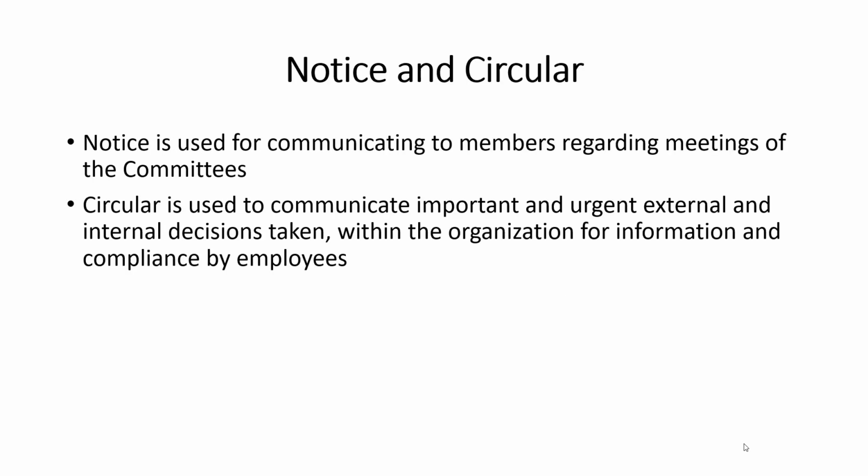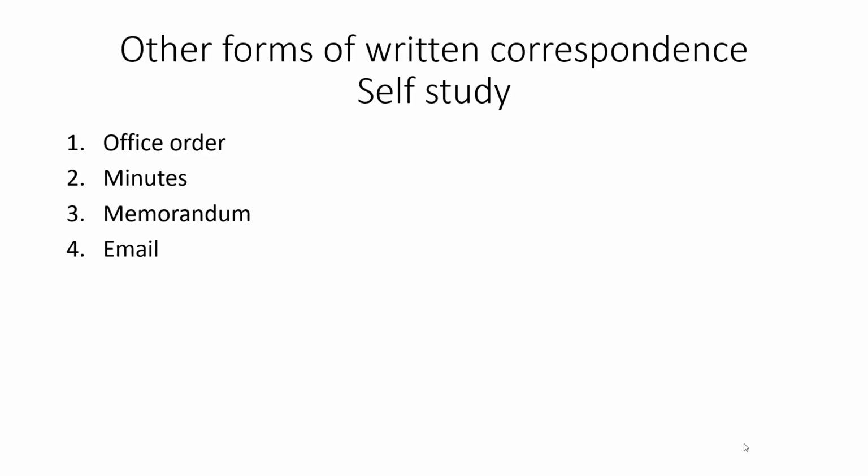Notice and circular. Notice is used for communicating to members regarding meetings of the committees. Circular is used to communicate important and urgent external and/or internal decisions taken within the organization for information and compliance by the employees. Other forms of written correspondence include office order, minutes, memorandum, email, and more.